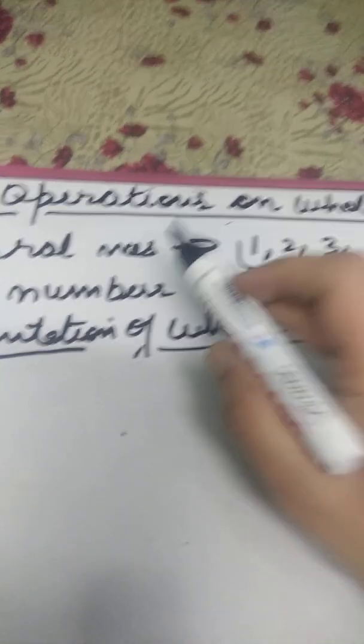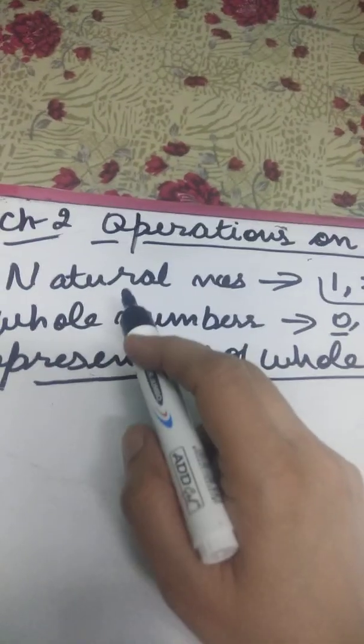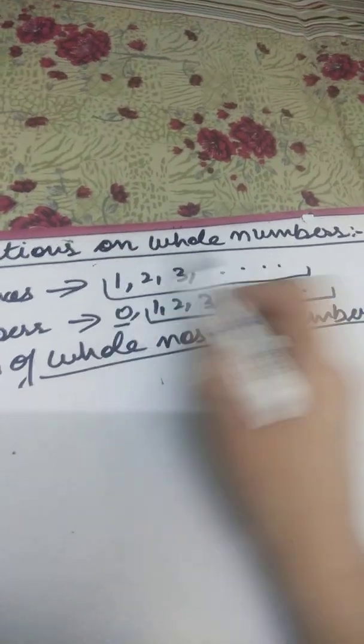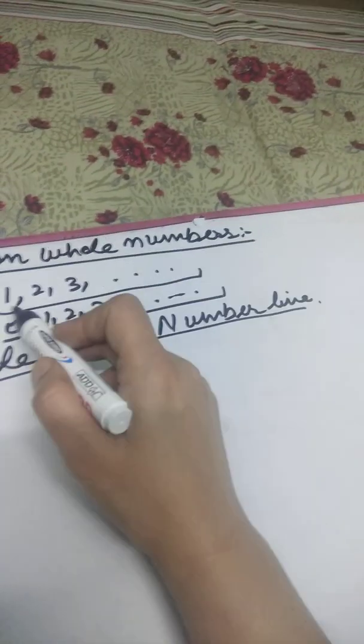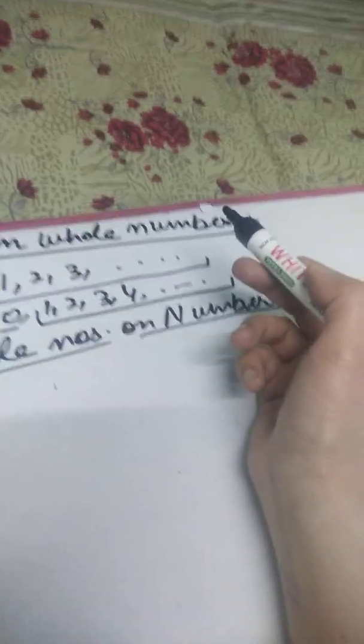Students, we are going to begin with chapter 2, operations on whole numbers. To begin with, first we have natural numbers. The counting numbers are called natural numbers. The smallest natural number is 1, and we don't have any biggest natural number. As the counting, you can see it is indefinite, or you can say countless. We don't have any largest natural number.